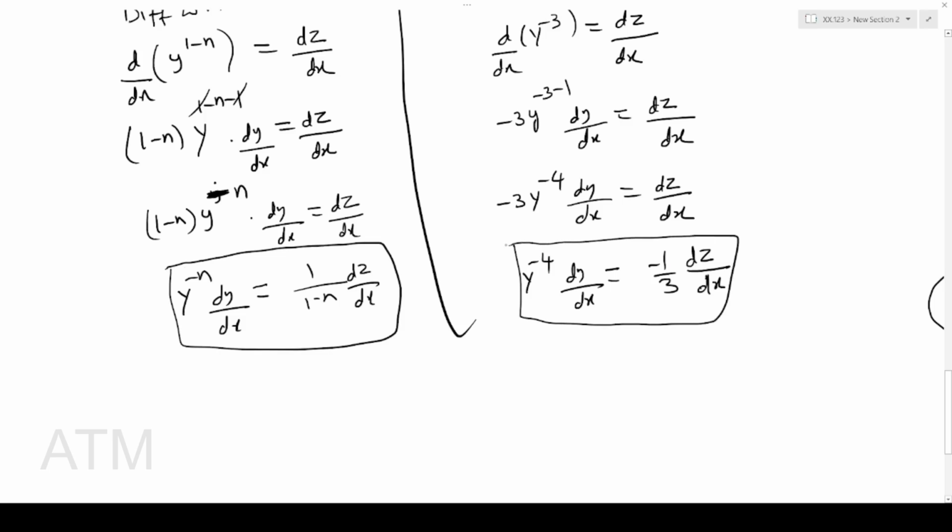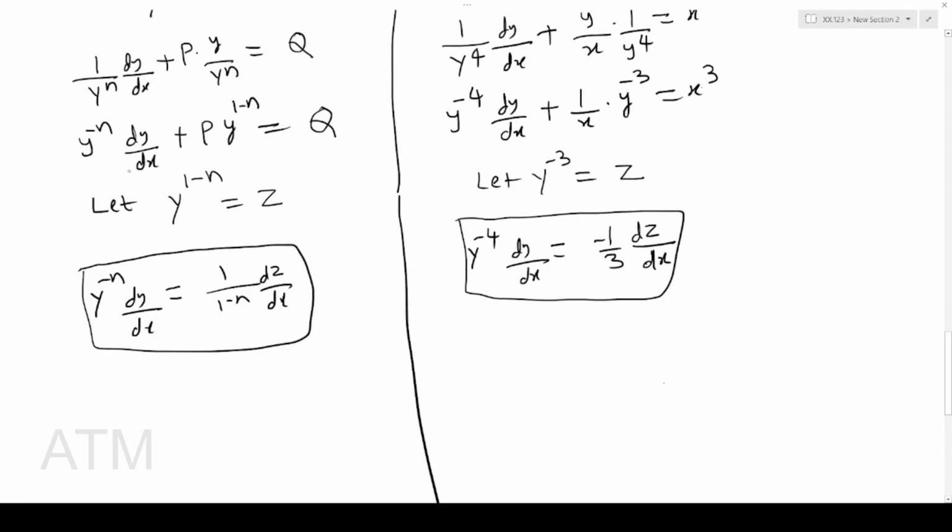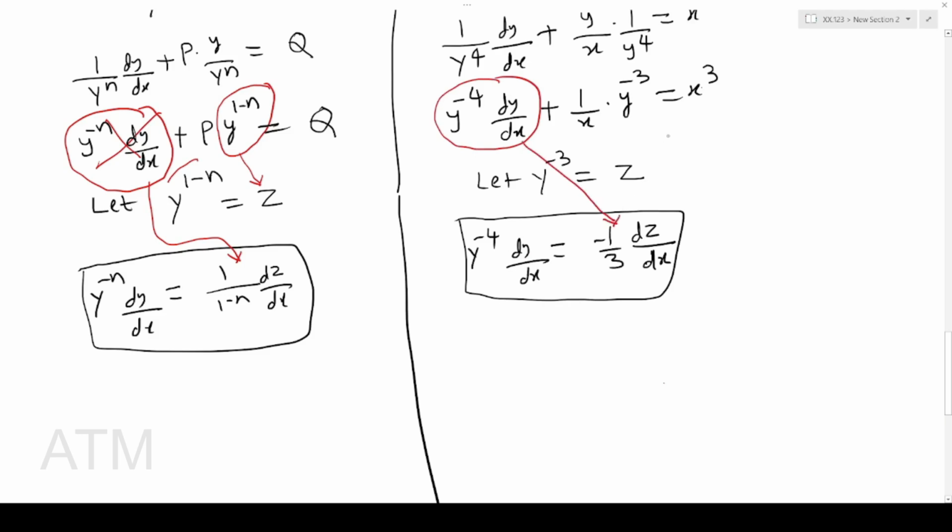So step 1 is over. Now y raised to minus n dy by dx will be deleted, and in its place I am going to write 1 upon 1 minus n dz by dx, and in place of y raised to 1 minus n I am going to write z. That is, in place of y raised to minus 4 dy by dx, I am going to write this one, and in place of y raised to minus 3 I am going to write this one.